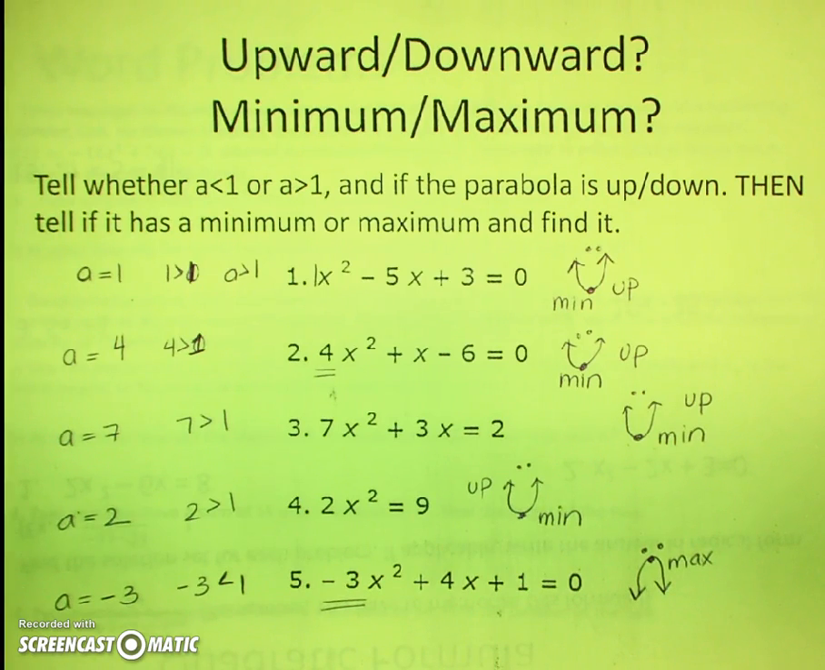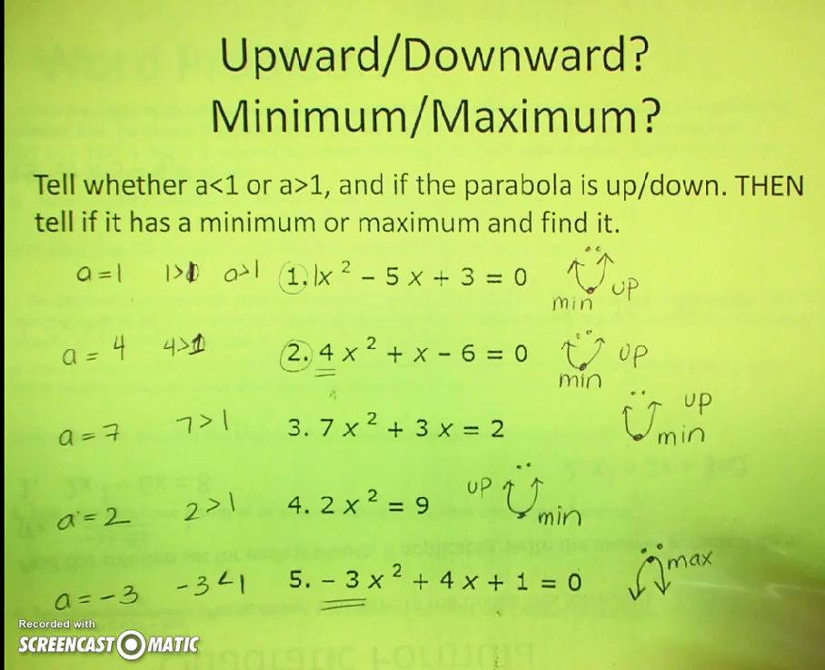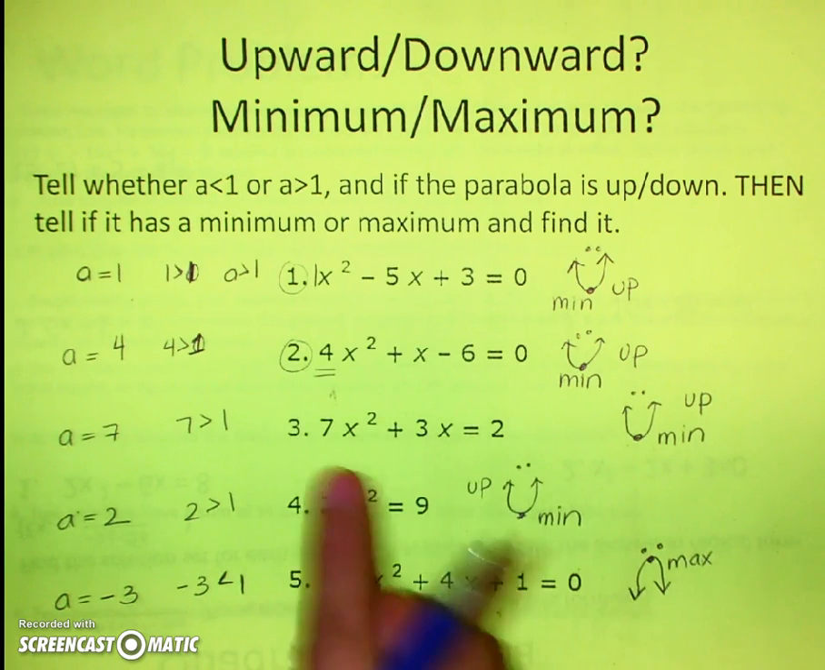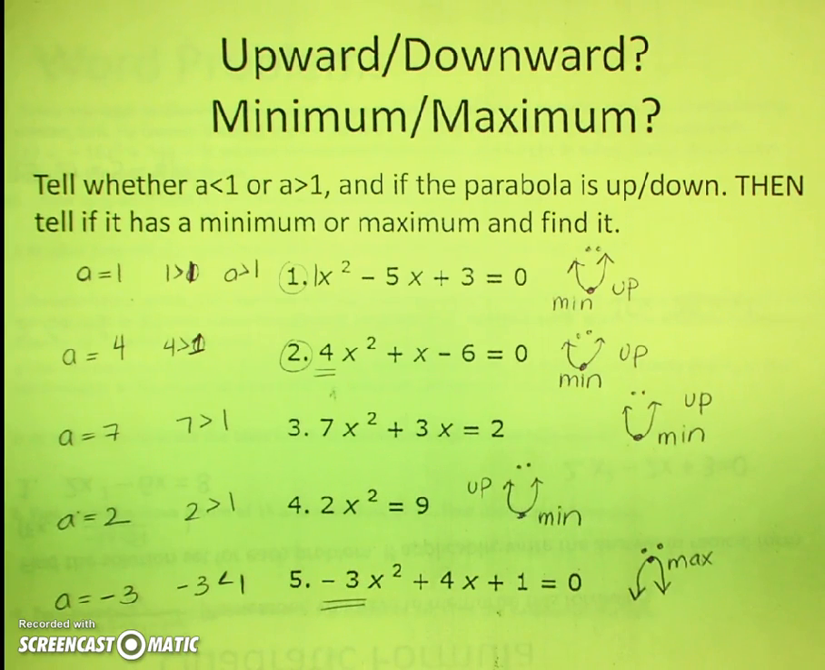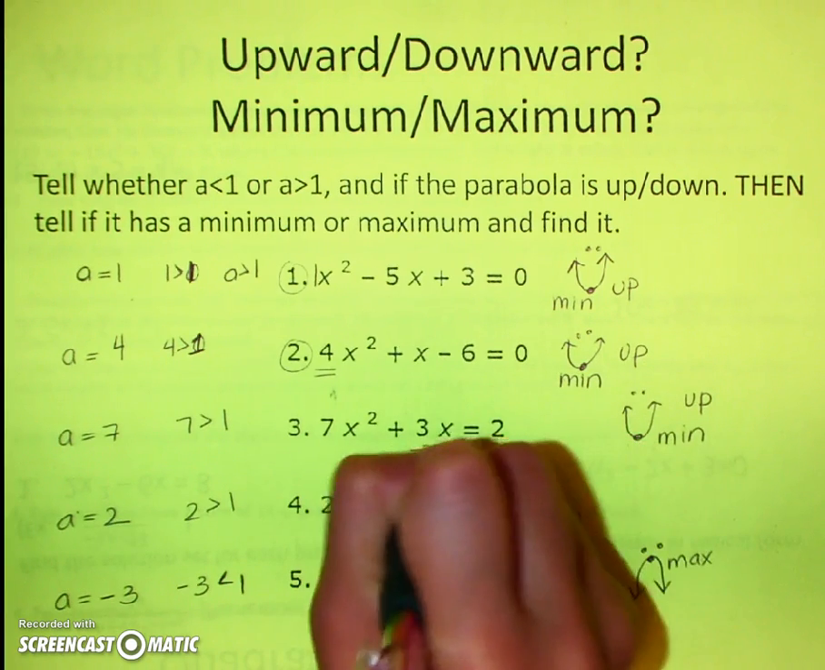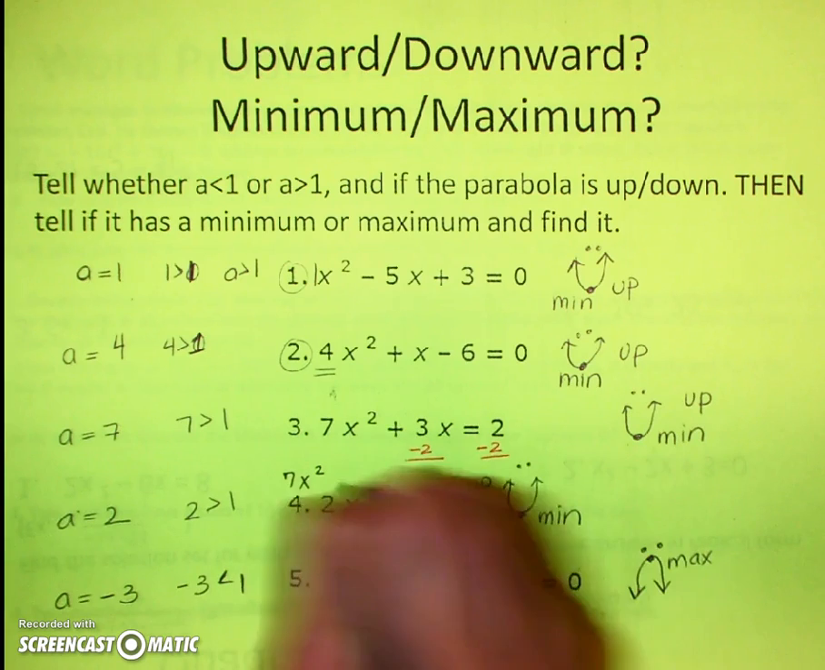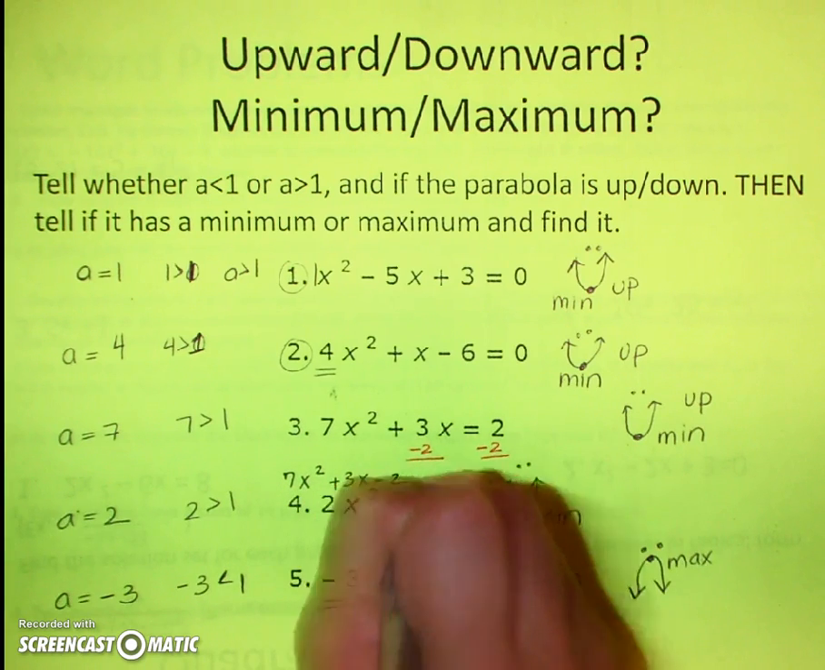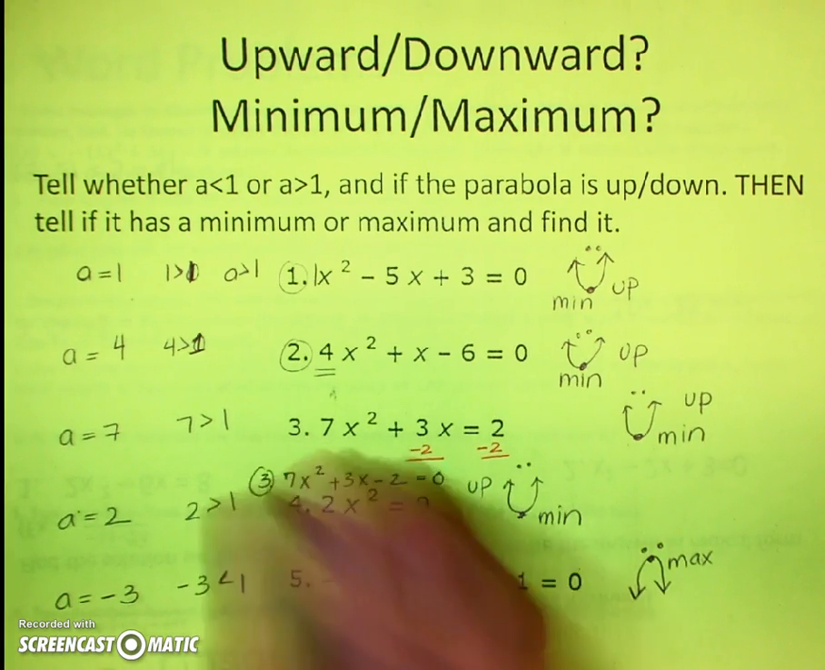Okay, one of the few things that I wanted to point out to you is in order to find the minimum or maximum, you're going to graph your function. Number 1, we can easily graph. Number 2, we can easily graph. Number 3 gets a little bit tricky. I cannot graph 7x squared plus 3x is equal to 2. I need to put it in standard form. And like you guys already know, you have to subtract the 2 from both sides. So what you're really left with is 7x squared plus 3x minus 2 is equal to 0. You can actually graph this function now.